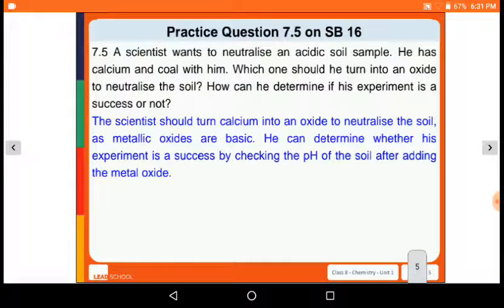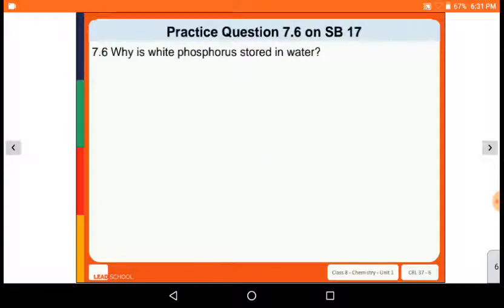So the answer is like that. The scientist should turn calcium into oxide to neutralize the soil, as a metallic oxide is basic. So he can determine whether his experiment is a success by checking the pH of the soil after adding the metal oxide. Next question, why is white phosphorus stored in water?